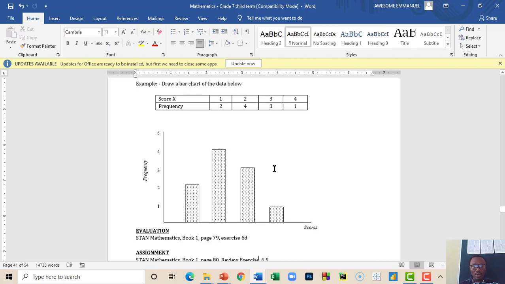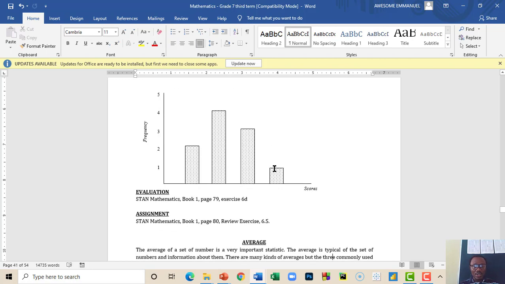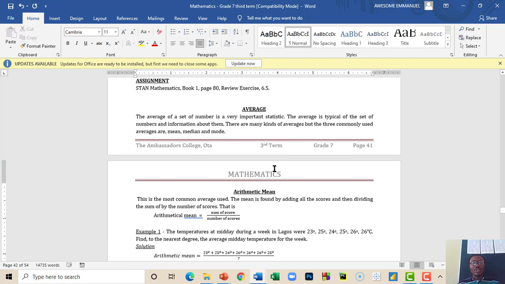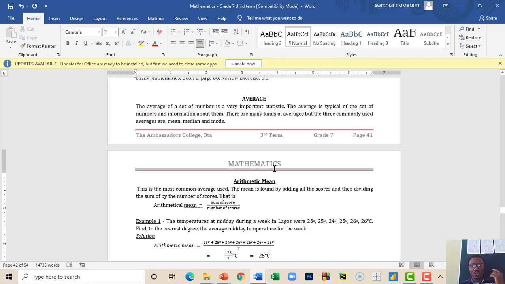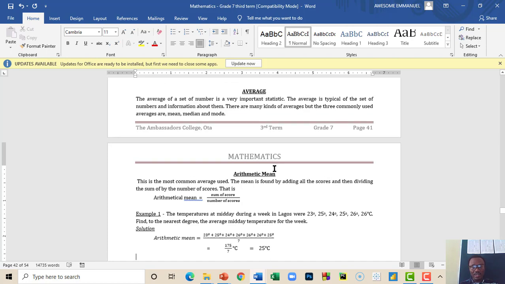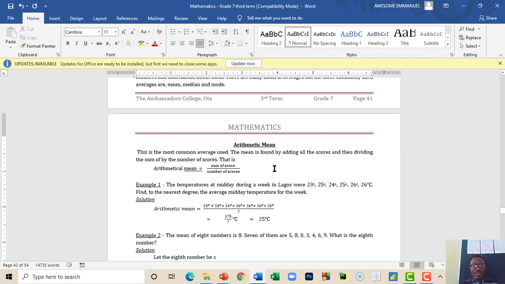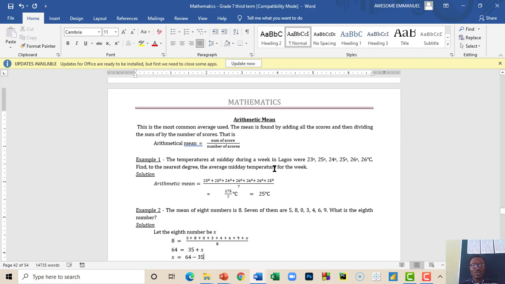So that is all, a quick recap on bar chart. Now let's just come to average. Now we'll discuss average. Average, I've mentioned, basically the mean, median, mode, range are all statistical averages. So the first one is the arithmetic mean. Mean, like we have said before, is the sum of the scores over the number of items.